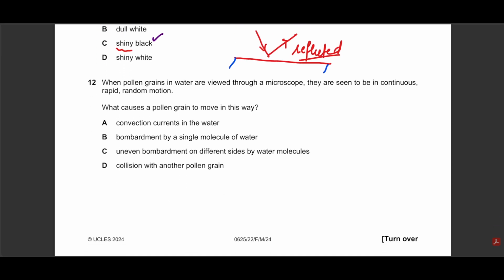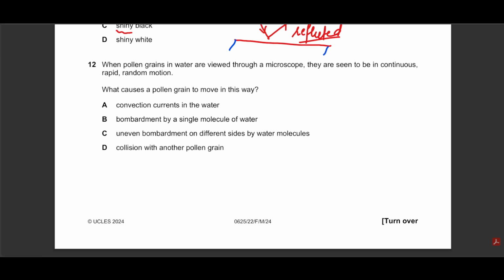Question number 12. Which pollen grains in water are viewed through a microscope? Again, a very classic question. They are seen to be in continuous rapid motion. There are no convection currents unless there is a difference of densities involved, and this only happens when you try to heat up a liquid. Bombardment by a single molecule of water? No, there are multiple molecules from left and right. Uneven bombardment seems to be the right answer, and this is closely related.